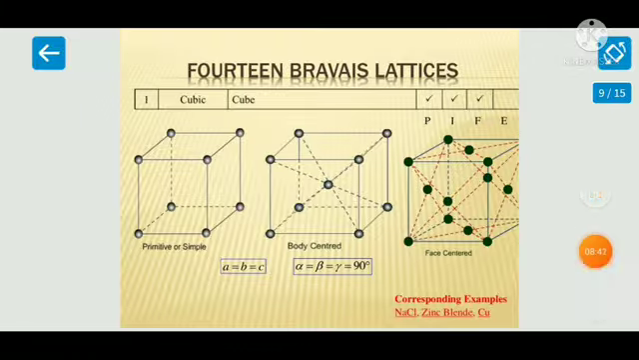The corresponding examples of these crystals in cubic structure are NaCl, sodium chloride, zinc, lead and copper. This is a cubic, a cube.